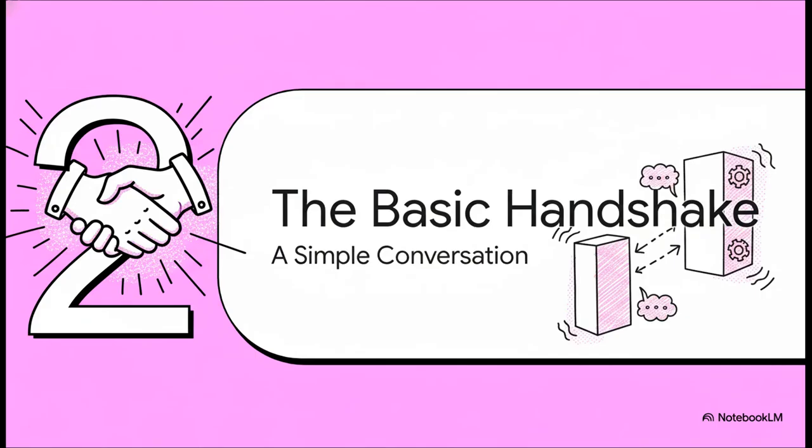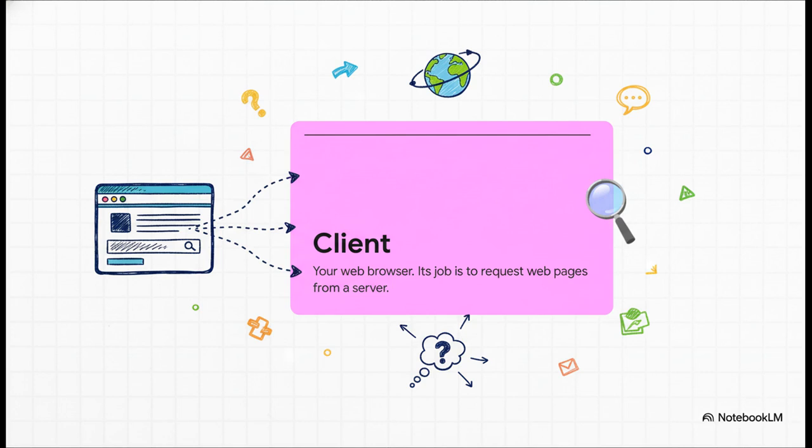So, to understand how this all works, let's start with the most basic exchange there is. We can think of it as the fundamental hello of the internet, a basic handshake. Now, in this conversation, there are two main players. The first one is called the client, and that's really just a fancy name for your web browser, whether it's Chrome or Safari or whatever you use. Its job is super simple, to ask for things.